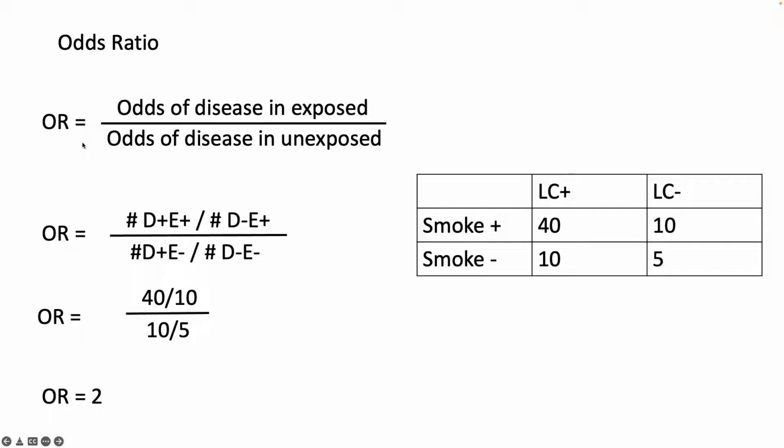Just a review of what an odds ratio is: it's the odds of disease among this exposure group, the smoking group, over the odds in the non-smoking group. An odds is the number that are outcome positive over the number that are outcome negative among the smoking group. So that's 40 over 10. And then the denominator is the same thing for the non-smoking group. It is a ratio of the odds, an odds ratio. The fact that it comes out to 2 tells us that if you're a smoker, you're 2 times more likely to have lung cancer than a non-smoker.